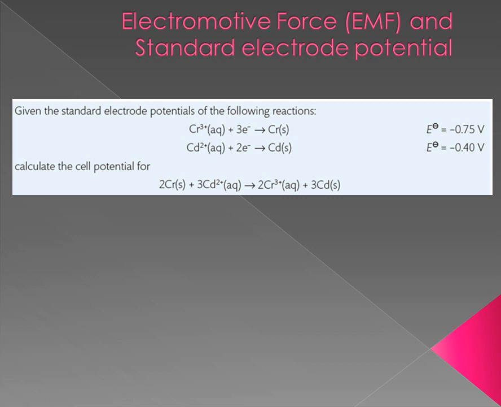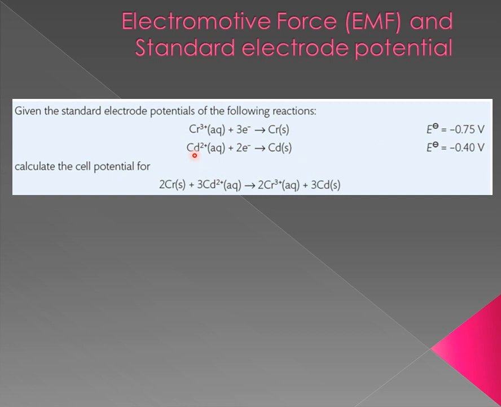Electromotive force and standard electrode potential. First question: given the standard electrode potentials of the following reactions, so we have two reactions, chromium 3+ plus 3 electrons gives chromium metal, and the standard electrode potential for this reduction reaction is minus 0.75.